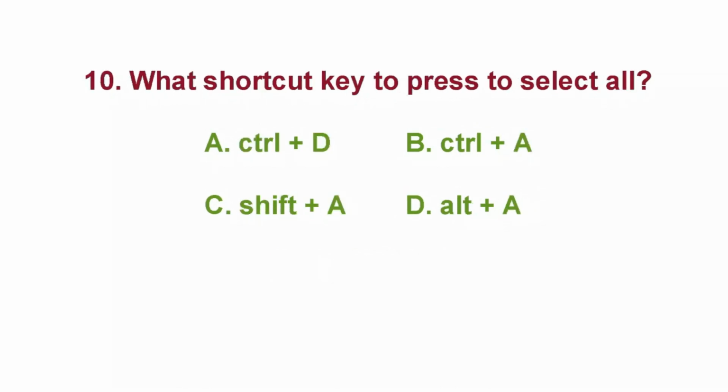What shortcut key to press to select all? A. Control plus D. B. Control plus A. C. Shift plus A. D. Alternate plus A. Answer B. Control plus A.